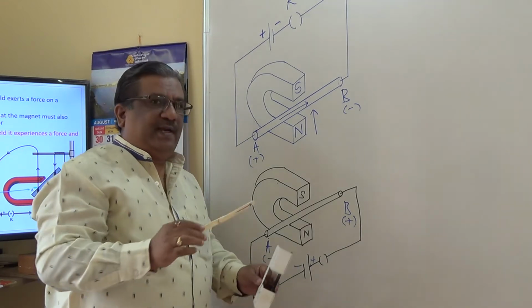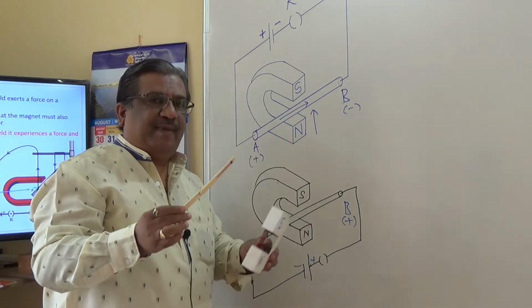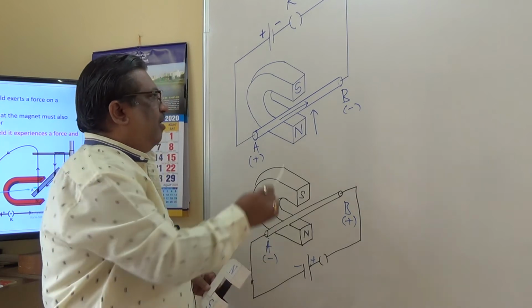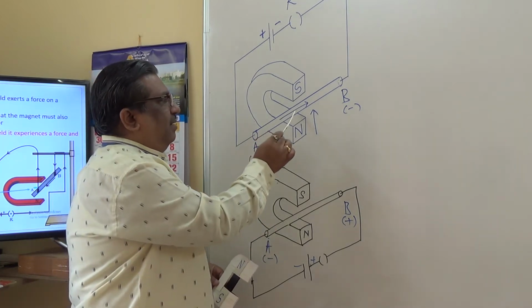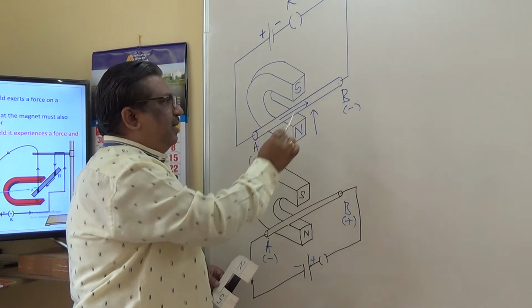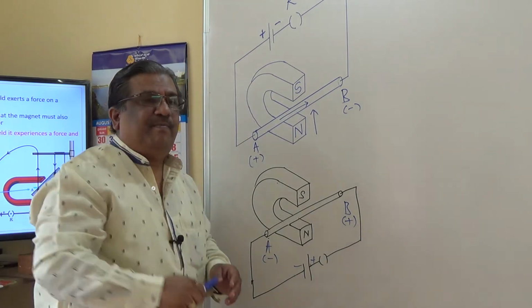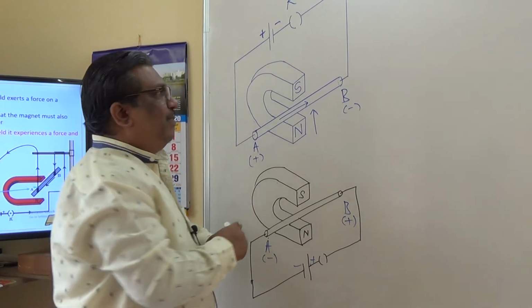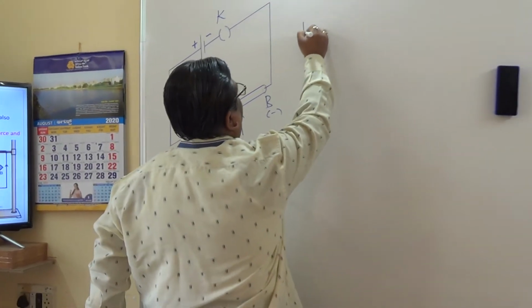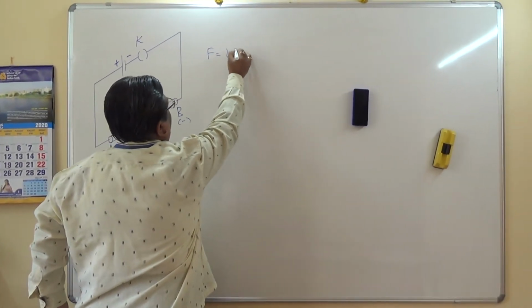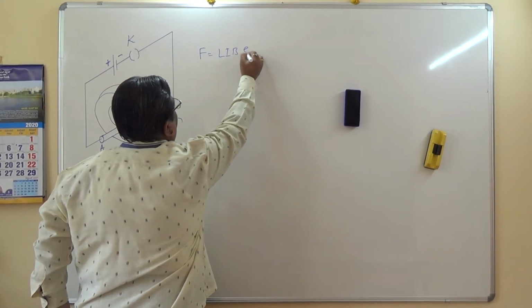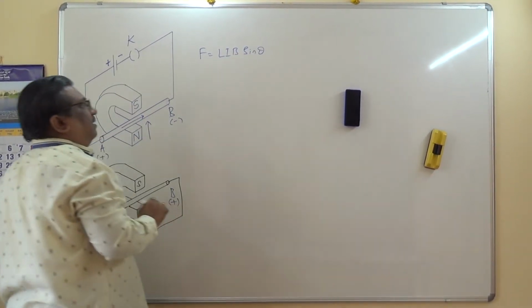So maximum force and maximum displacement are observed when the magnetic field and the current are perpendicular. In that case, what is the magnitude of the force? Magnitude of the force is given by F equals LIB sin theta.